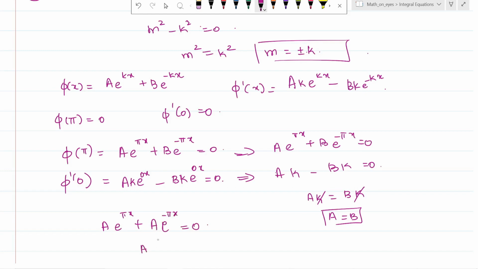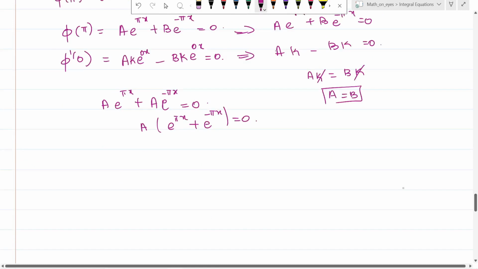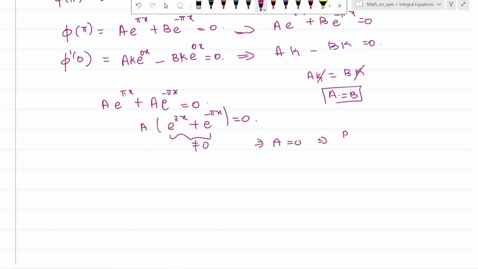So you can take out a, e to the power pi x plus e to the power minus pi x is equal to 0. And since this part is not equal to 0, we should have a is equal to 0. That implies b is also equal to 0 since a is equal to b. Here also we get the trivial solution, and that is the unique solution.